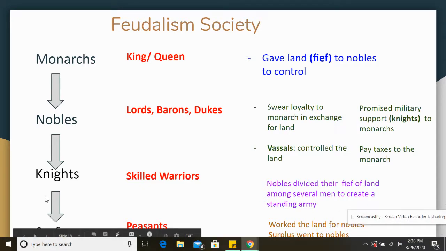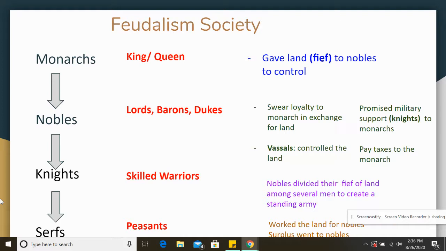Below the nobles, we have the knights. They're skilled warriors. Nobles divide their fief of land amongst several men to create a standing army. It's very important, especially because there's always the possibility that a manor could be raided. And so you need those knights as standing protection.